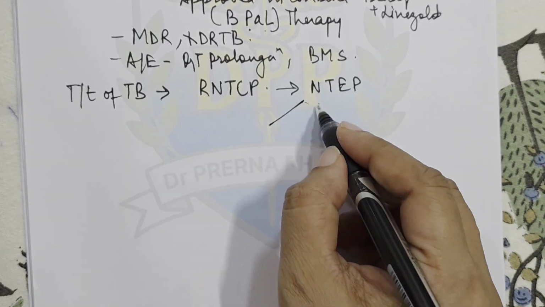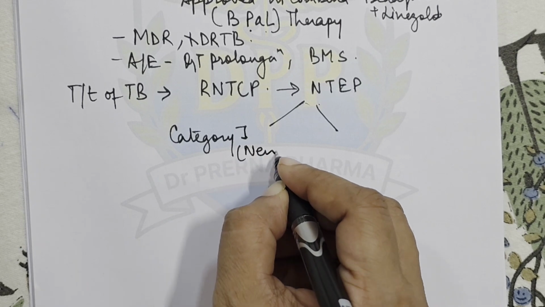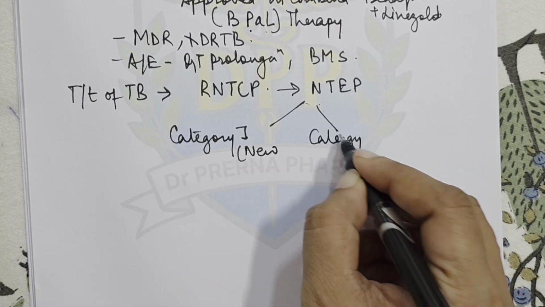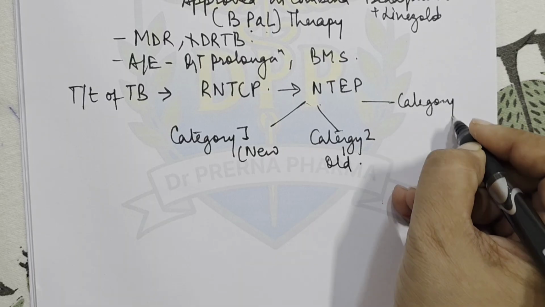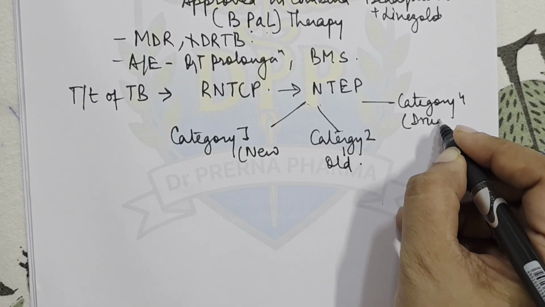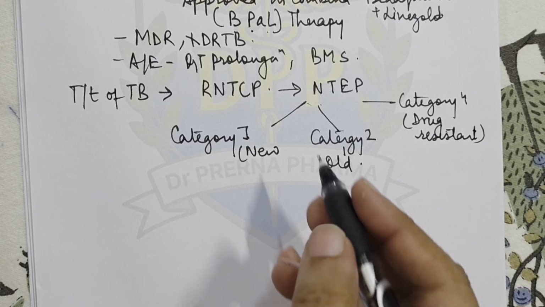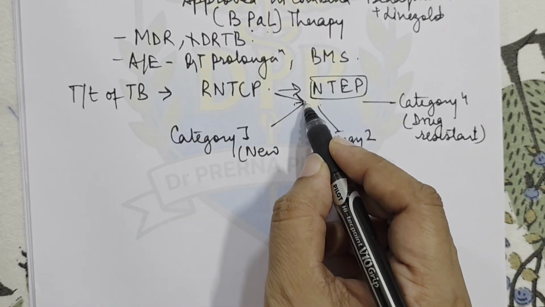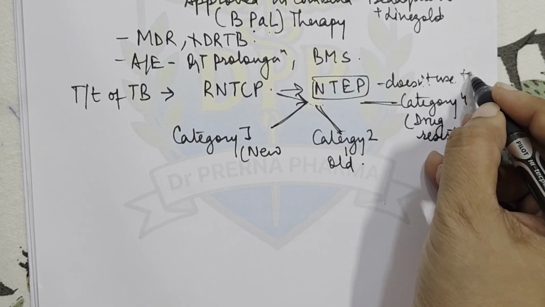Now in this, the patients are divided into two categories. Category 1 is patients who are new, category 2 is patients who are old, and category 4 are patients who are drug resistant. So these were the guidelines under RNTCP, categories 1, 2 and 4. NTEP doesn't use these categories.